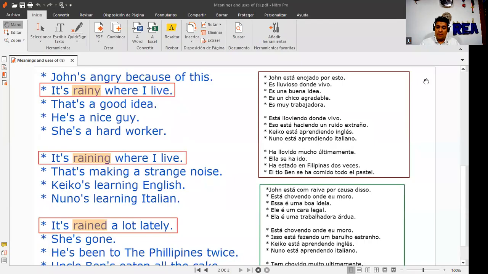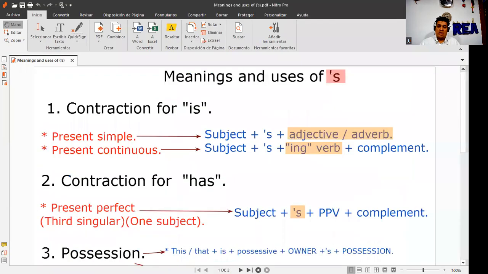So today's topic is the meanings and uses of apostrophe S. Sometimes when you're reading, or listening to a movie or a song, you hear a lot of apostrophe S. This contraction is used a lot in daily speaking. And well, today I'm going to explain about it. So let's roll out.